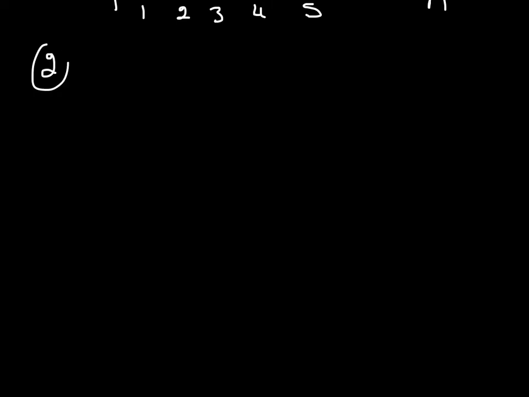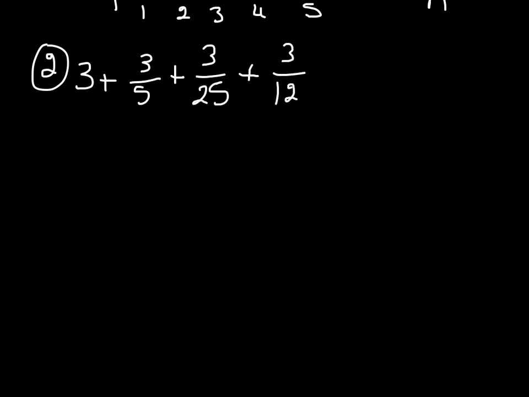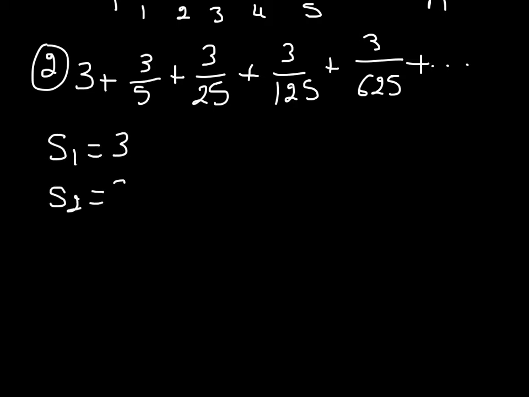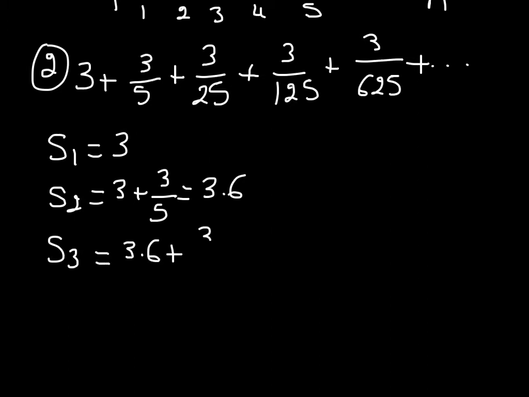Continuing with number 2. Number 2 is exactly like number 1. You are going to add the partial sum of this particular series, and we're going to do it this way. We're going to go ahead and add the sum. So the first one, S1, it's only the first term. The second one, you add the 3 plus 3 over 5. And you can see that this one's going to be 3.6. The third one is going to be whatever you get on the previous one plus the next term. The next term is 3 over 25, which gives you about 3.72.